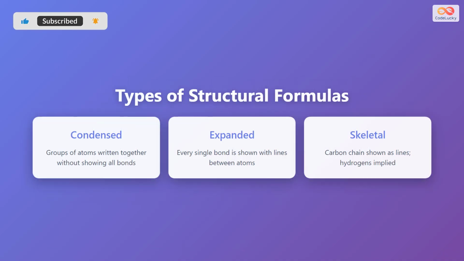Chemists use 3 main types of structural formulas, each with a different level of detail. Condensed structural formulas group atoms together without showing every single bond, making them compact and easy to write. Expanded structural formulas show every bond explicitly using lines between atoms, providing complete bonding information. Skeletal structural formulas represent the carbon chain as lines, with carbon atoms implied at line ends and vertices, while hydrogen atoms are typically omitted for simplicity.